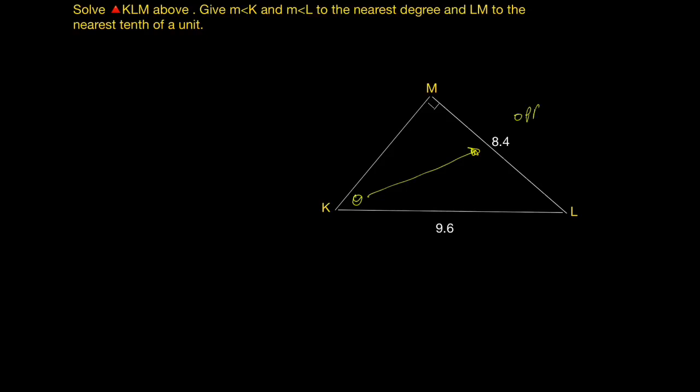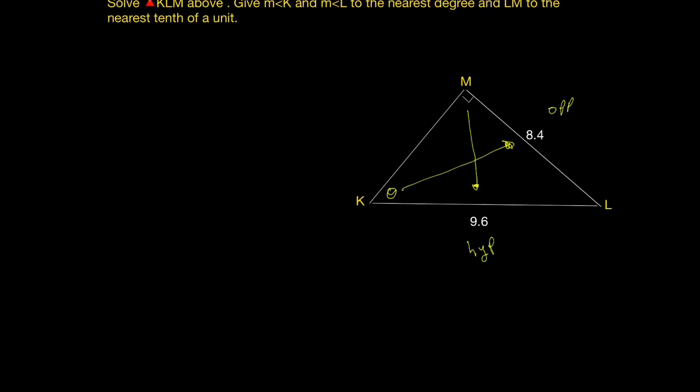So since I have the opposite and the hypotenuse, this is going to tell me to use sine. So sine of theta is going to be the opposite, which is 8.4, all over the hypotenuse, which is 9.6. Now, since I'm trying to isolate theta, I need to get rid of sine.